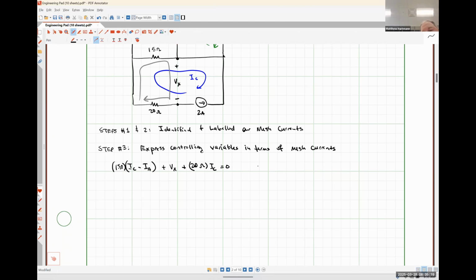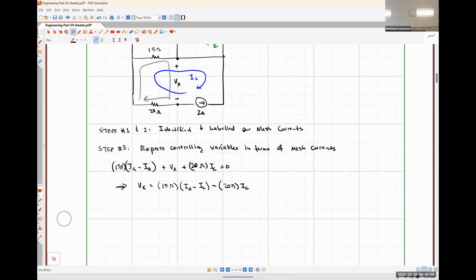Is equal to 0. And so we could then rearrange this, and we would find that Vx is going to be equal to 15 ohms times IA minus IC, minus 20 ohms times IC. To be clear here, I could have written that first term as negative 15 ohms times IC minus IA, but I don't like having too many negative signs all over the place. So when I swap those two currents around, that's the same thing as multiplying by -1.